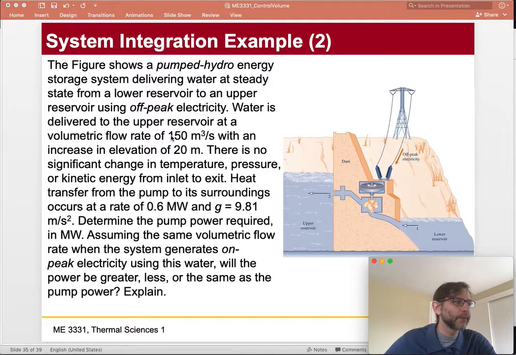Assume the same volumetric flow rate when the system is generating on-peak electricity using this water. Will the power be greater than, less than, or the same as the pump power? Interesting. This is an interesting question.